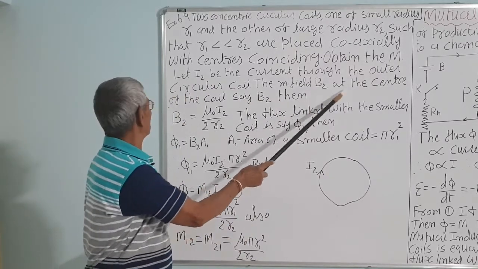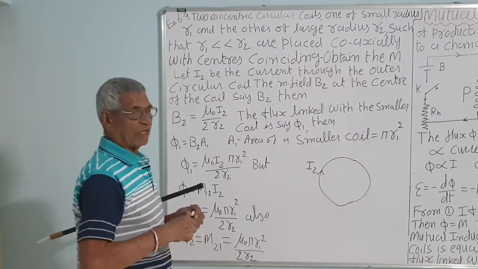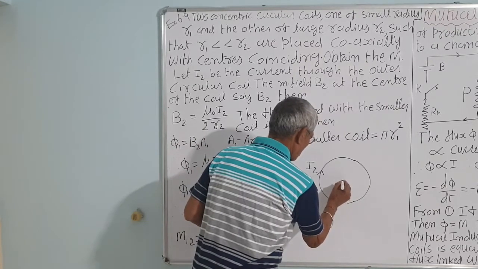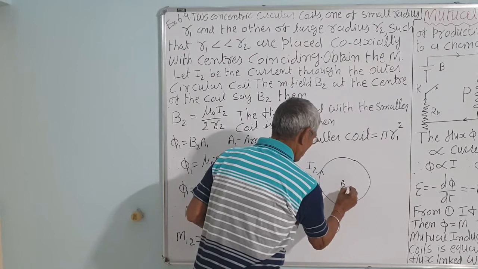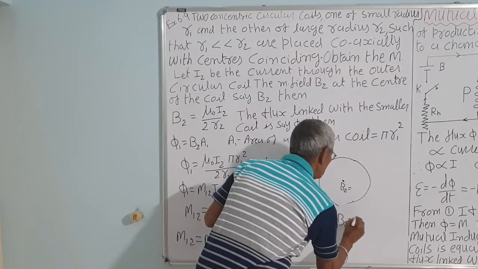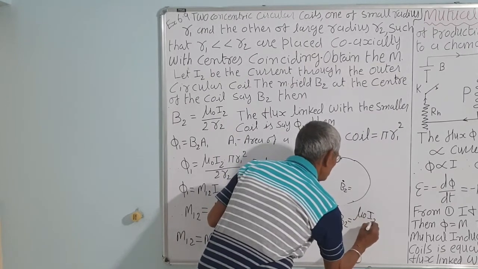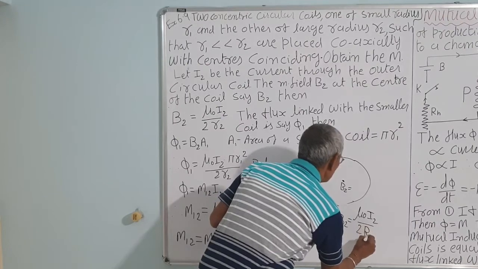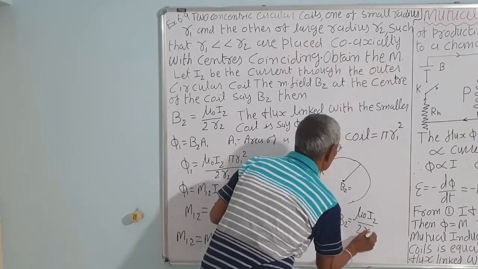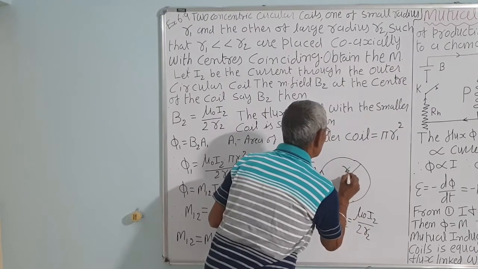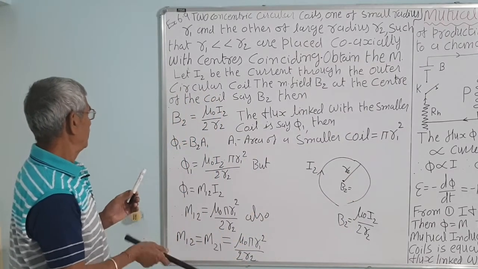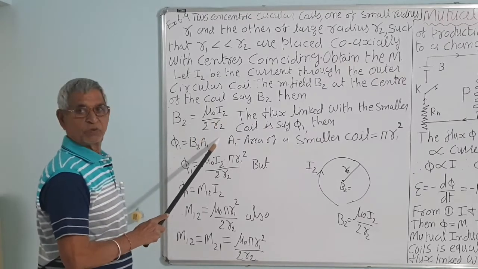The magnetic field at the center of the coil, say B2, from the Biot-Savart law, we know that B2 is equal to mu 0 I2 upon 2R. Here R is the radius, so it is R2, the radius of the bigger one. So, B2 is equal to mu 0 I2 upon 2 R2.